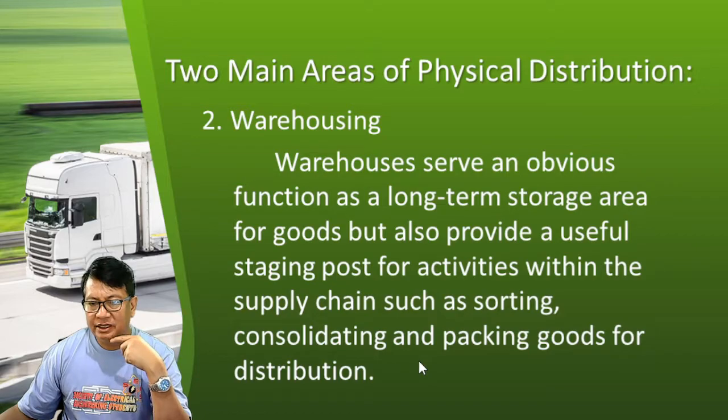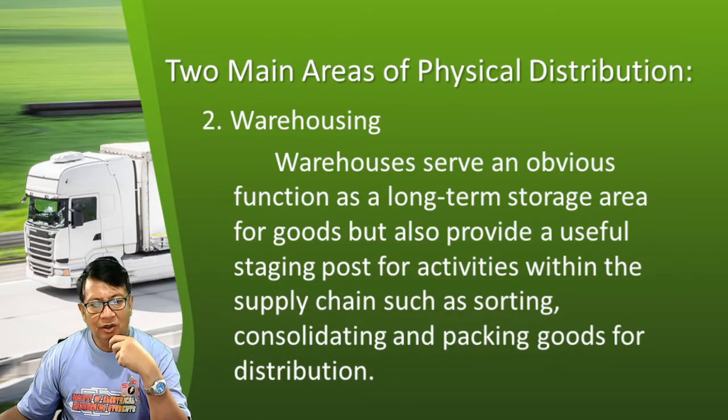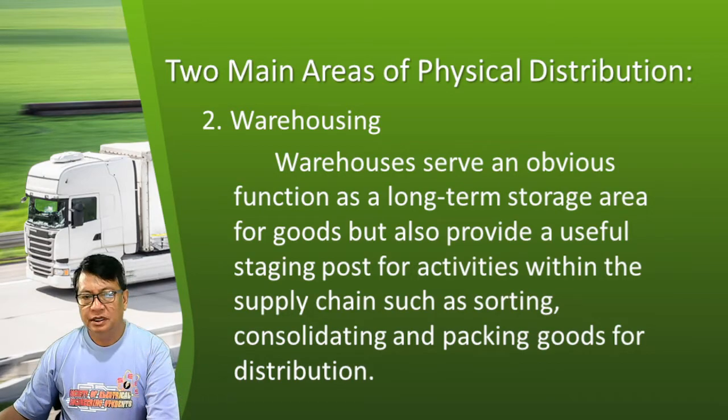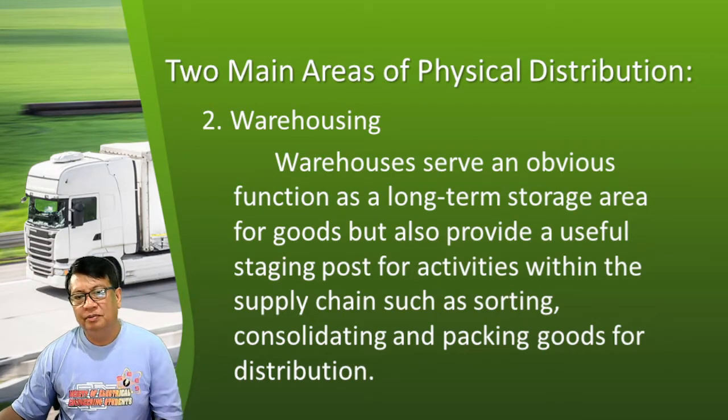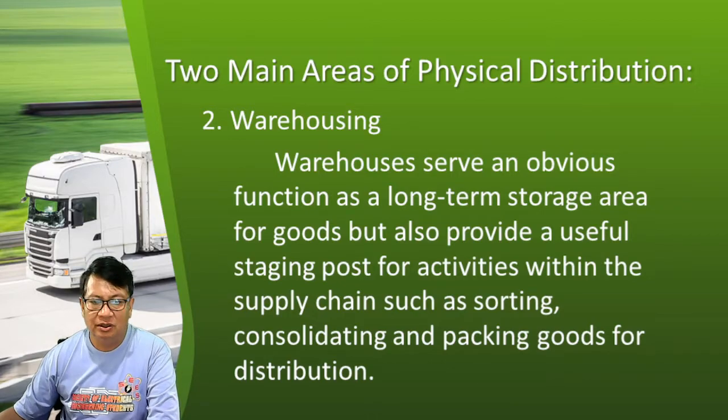And also packaging goods for distribution. So you have to package for ready for the distribution. So that is the third one, packaging goods for distribution. That is one of the purposes of having this warehousing. Okay, so those are the two main areas of physical distribution.